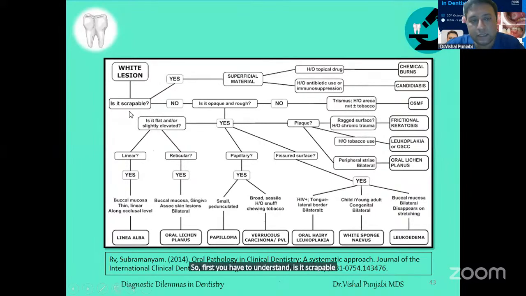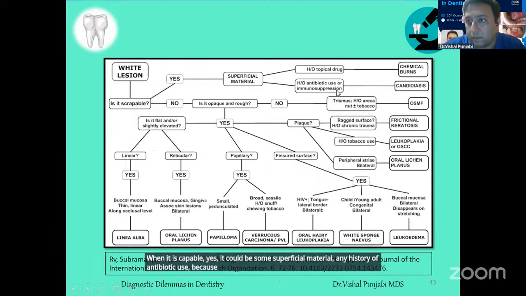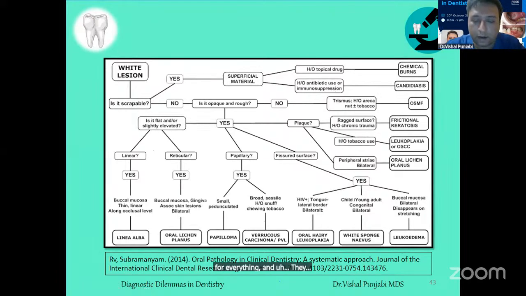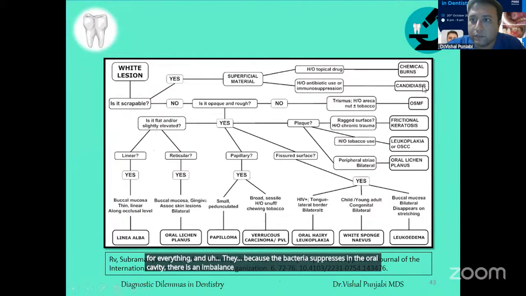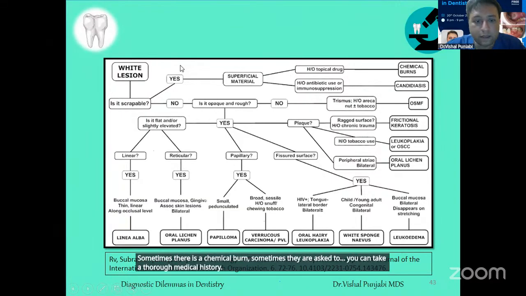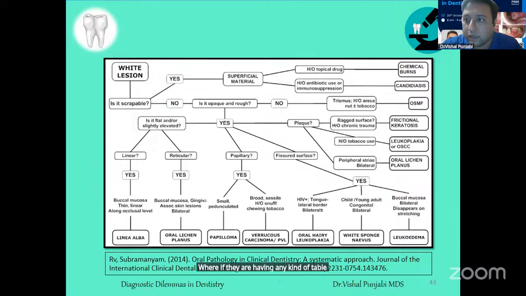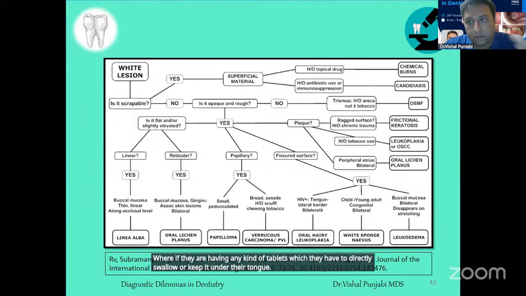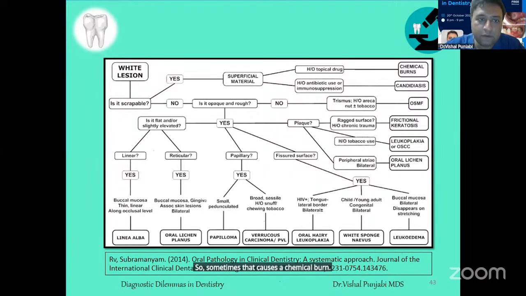This is a similar kind of example I gave earlier. When it is scrapable, yes, it could be some superficial material. Any history of antibiotic use, because sometimes they consume antibiotics for everything, and because the bacteria are suppressed in the oral cavity, there is an imbalance, and Candida, which is the most opportunistic, becomes candidiasis, and that will also present as a white lesion. Sometimes there is a chemical burn. You can take a thorough medical history, whether they are having any tablets which they have to directly swallow or keep under their tongue, because sometimes that causes a chemical burn, something even like aspirin.